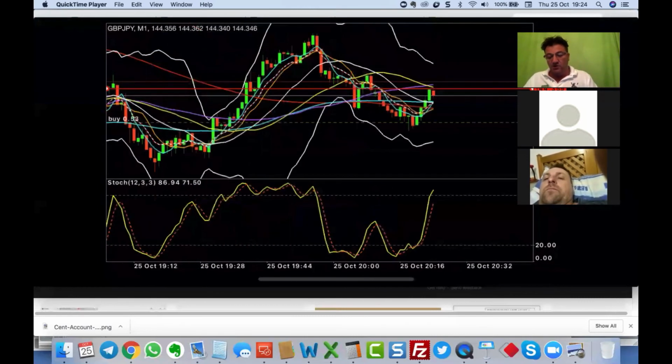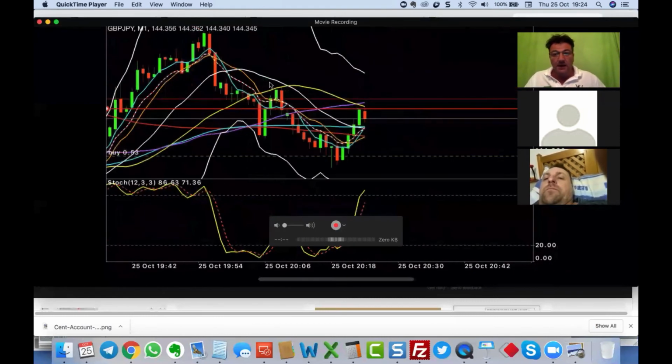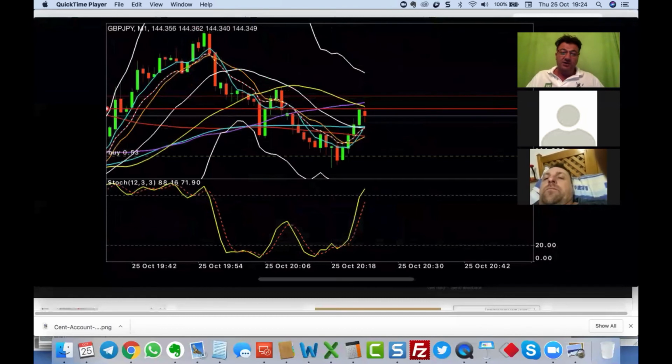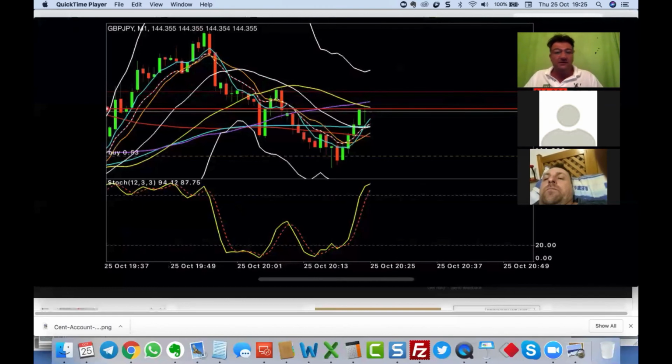So let's zoom in and let's check what's going to happen. It's a minute chart, so we'll wait a minute and we'll check. So it's now a doji. So there's no sentiment. It's a doji. Get out. There's your doji. Get out.